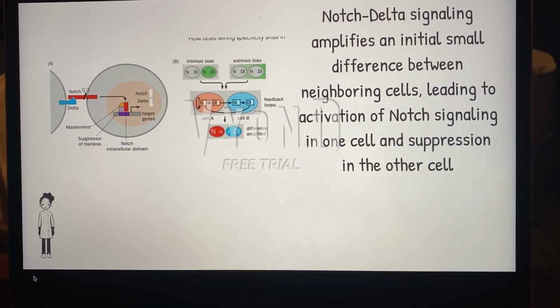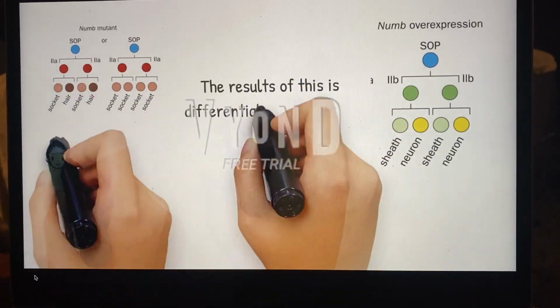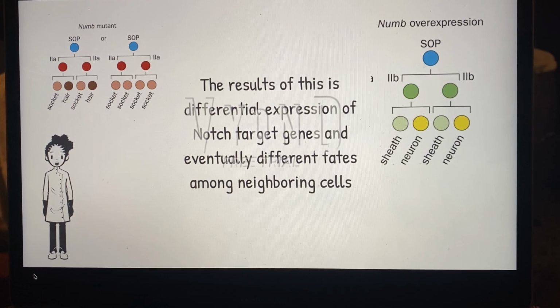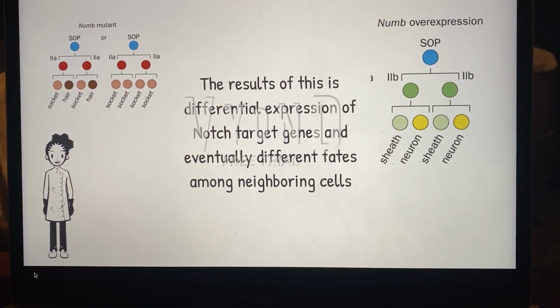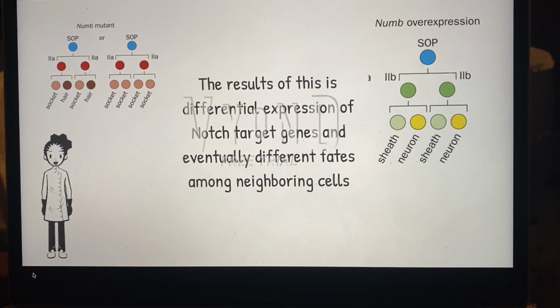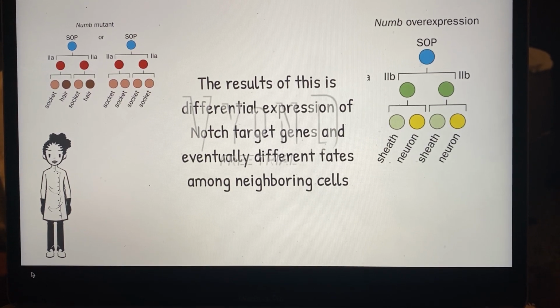Thus, the Notch-Delta signaling amplifies an initial small difference between neighboring cells, leading to activation of Notch signaling in one cell and suppression of it in the other. The result of this process leads to differential expression of Notch target genes and eventually distinct fates among neighboring cells. NUM biases the Notch-Delta signaling to create stereotyped decisions.